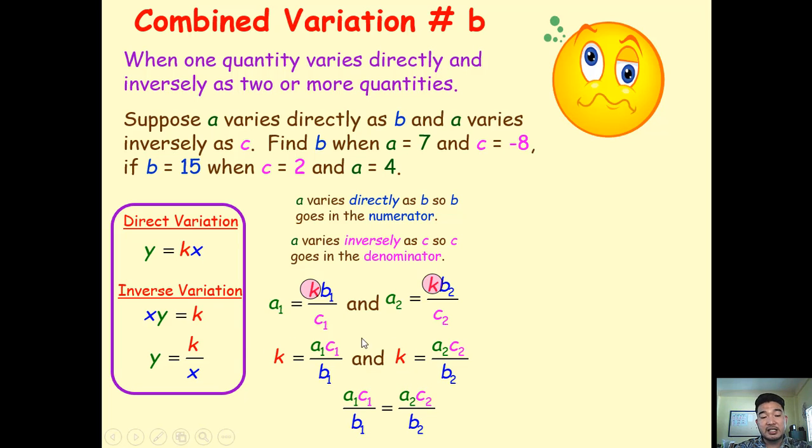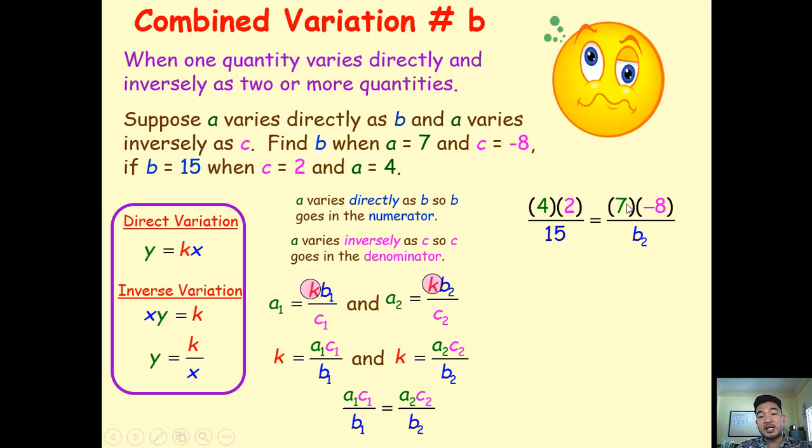Tanggalin mo na si K. Silang dalawa na lang equate mo. And then, you substitute the values. Our A sub 1 is 4. Our C sub 1 is 2. Divided by B sub 1, which is 15. Then, our A sub 2 is 7, ayun siya. And our C sub 2 is negative 8 divided by B sub 2, which is the unknown variable.